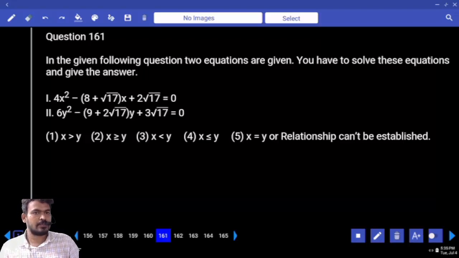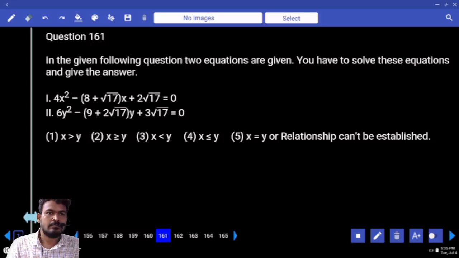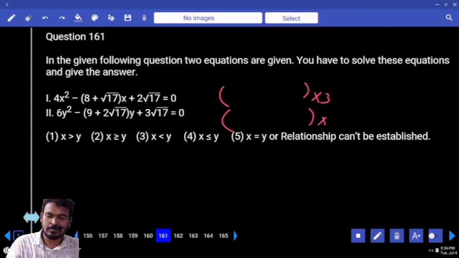What is the coefficient of x square? 4. Coefficient of y square? 6. What is the LCM? 12. 4 how many times? 3 times. Means x roots are multiplied by 3 times. 6 how many times? 2 times. Y roots are multiplied by 2 times.